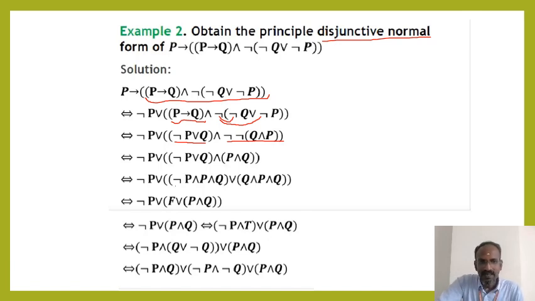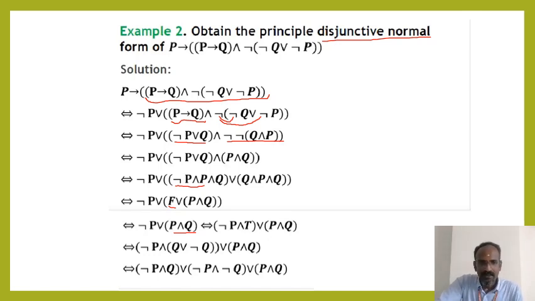So this negation of P and P is false. So false and Q is also false. Q and P and Q. Okay. Then now, negation of P or P and Q, by the distributive law, we get negation of P and true or P and Q.